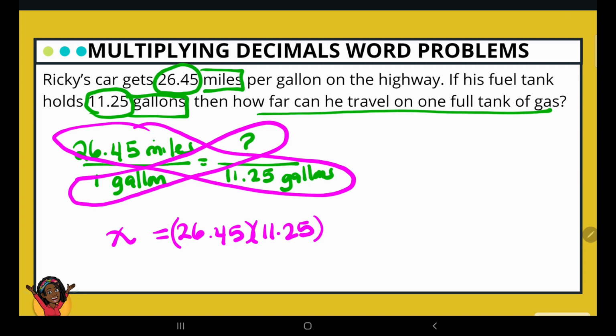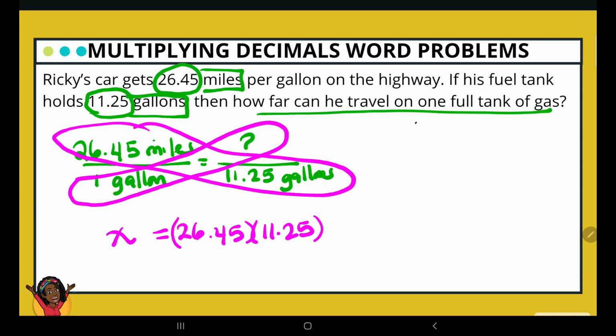We'll get more into solving using ratios and proportions when we get into that unit, but this is just to show you that you can set up equivalent ratios to help you figure out what the value is going to be for your unknown number. And as you see, it takes us right back to multiplying. So now let's go ahead and multiply these two numbers. First, we're going to rewrite them without the decimal point, and then we'll work our way from there.